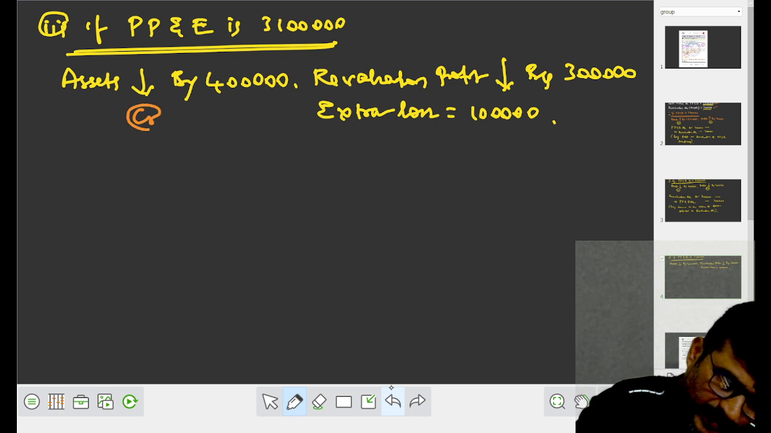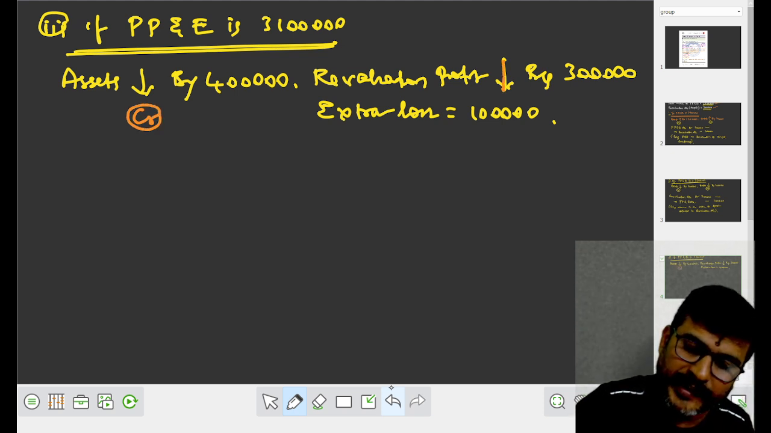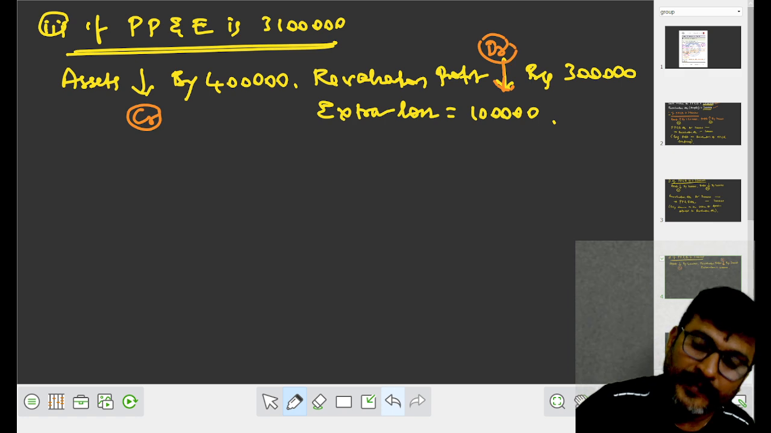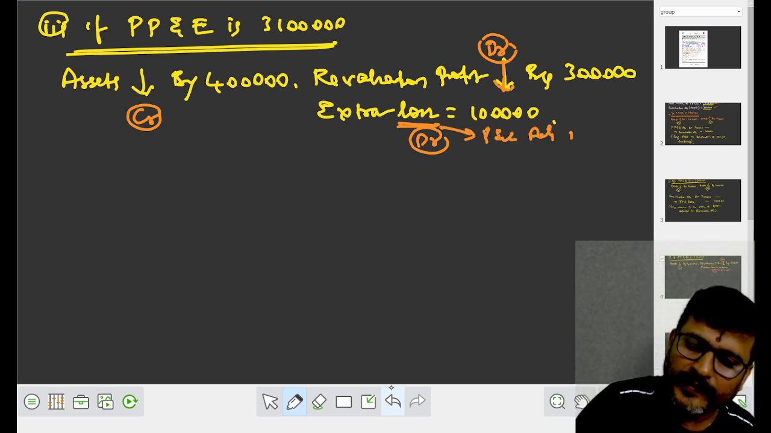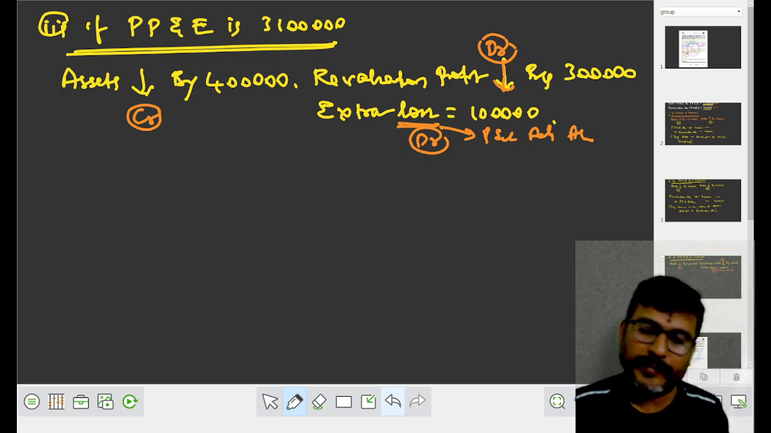Revaluation profit decreased. Profit decreased means we debit it. An extra loss has occurred, so we debit the loss too. This loss goes to the profit and loss adjustment account. What do we write now?